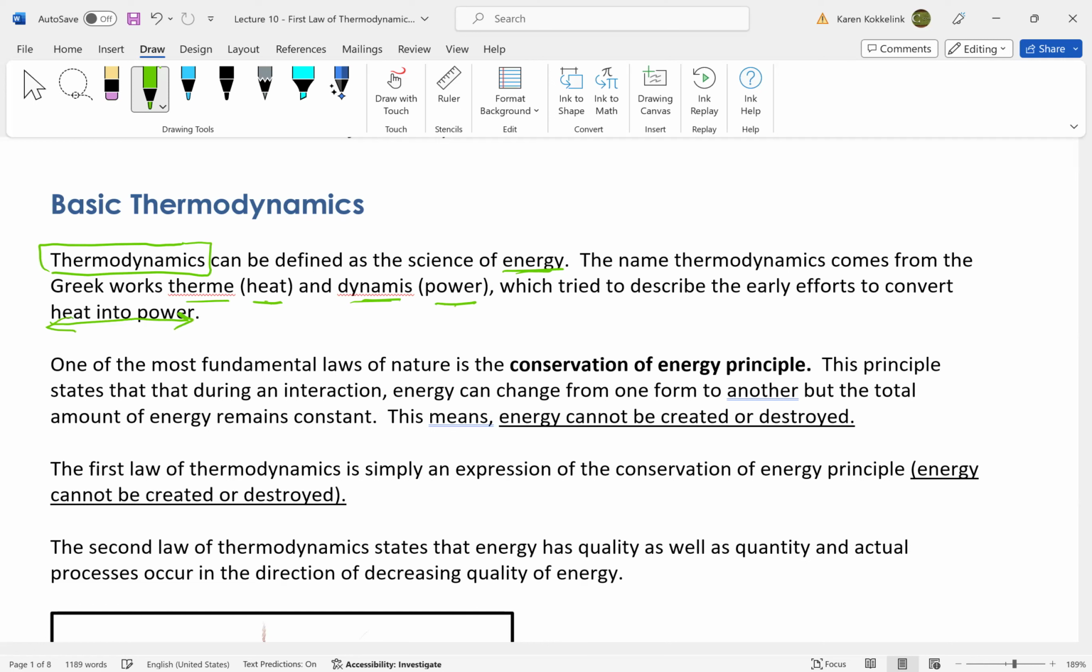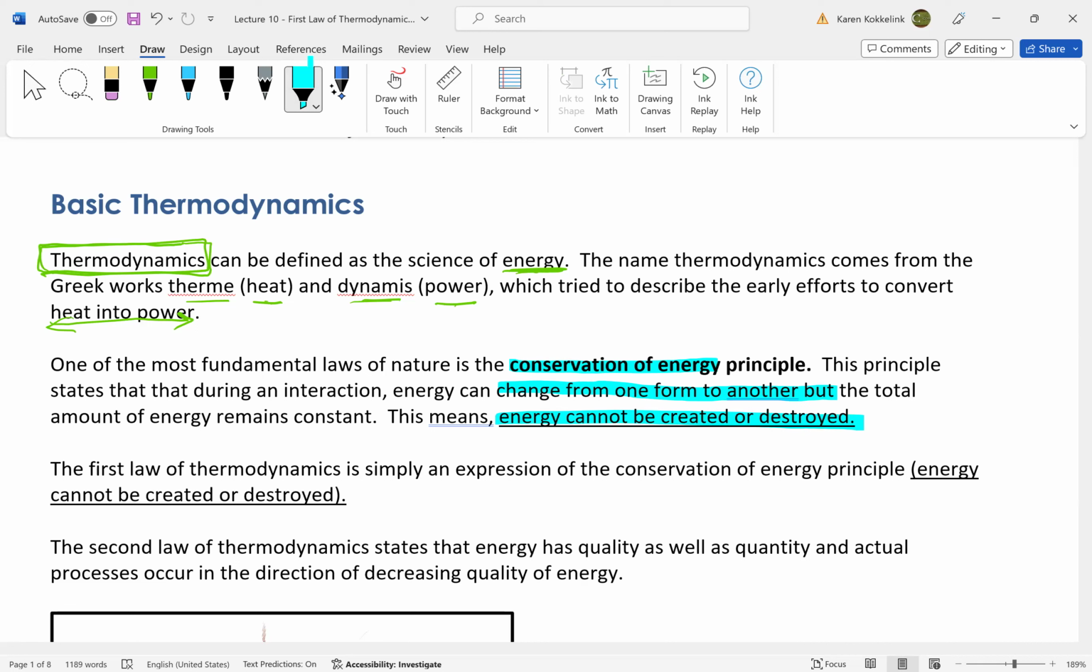But we know that the laws of thermodynamics apply to all energy transfers, not just those of heat transfer. One of the most fundamental laws of nature is the conservation of energy principle. It says that energy cannot be created or destroyed. It can only change form. It can change from one form to another, but energy cannot be created or destroyed.